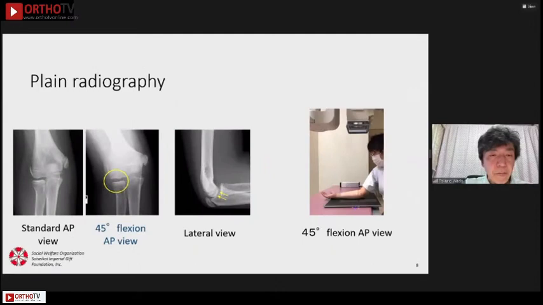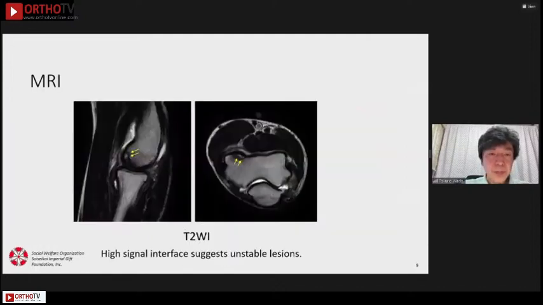I would stress the 45 degrees flexion AP view is crucial to identify OCD lesions located at the front portion of the capitellum. MRI is also important. High signal interface between cartilage and subchondral bone suggests an unstable lesion. This is important to determine the surgical indication.